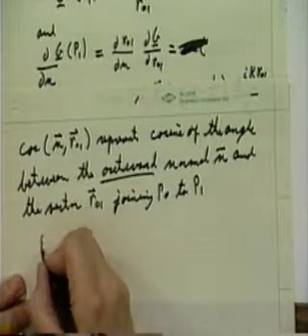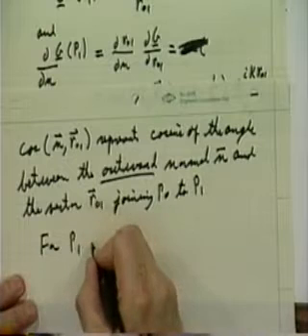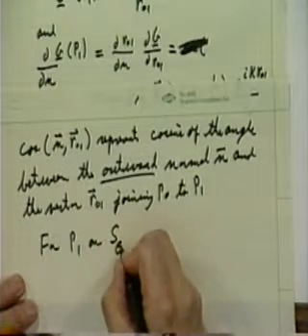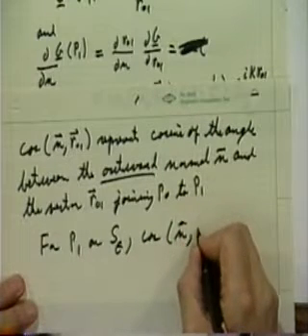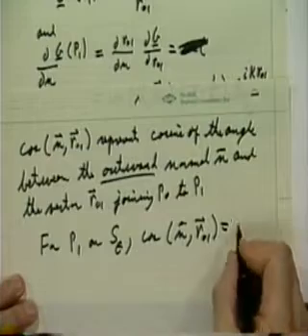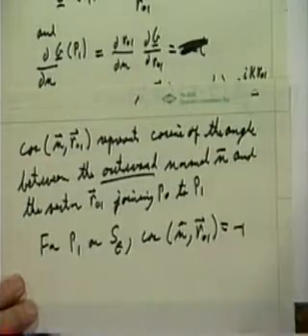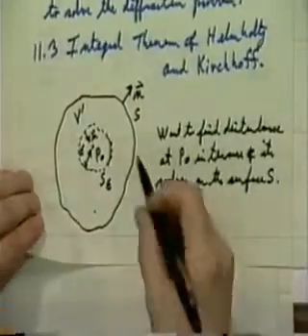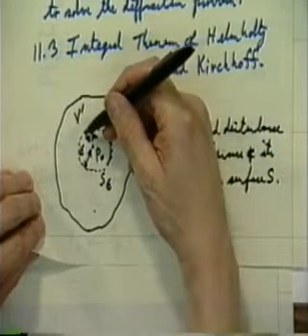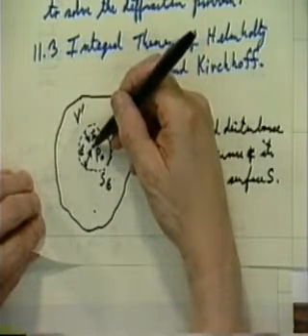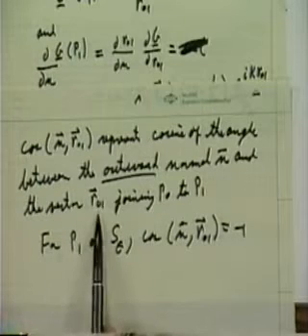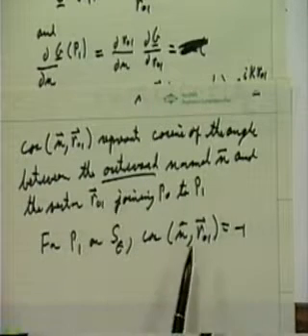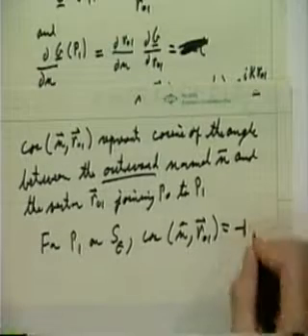And so for P1 on S sub epsilon, cosine n R01 is equal to minus 1. Okay, so the outward normal of the volume here, the outward normal of the surface would be this way, going towards point P0, and so this cosine here, the angle between the outward normal and the vector going from P0 to P1 would be minus 1. Okay?